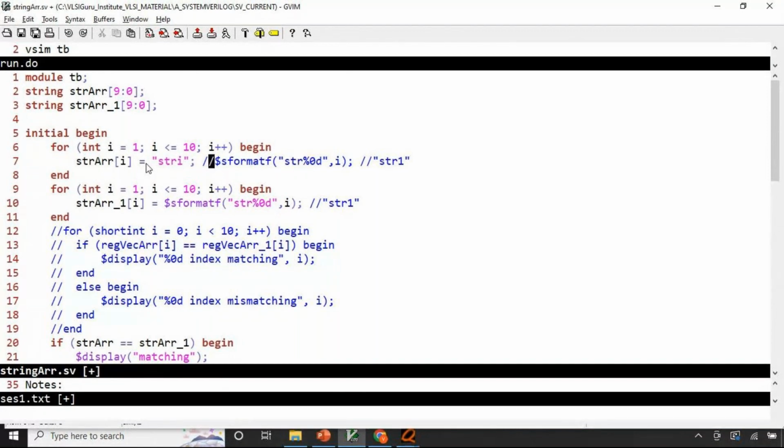What will happen if I do this? All the 10 elements will have the same value. What is the value it will have? "str i", not 0. I is i only. It will not be replaced. You got it? Yes, sir, understood the logic.